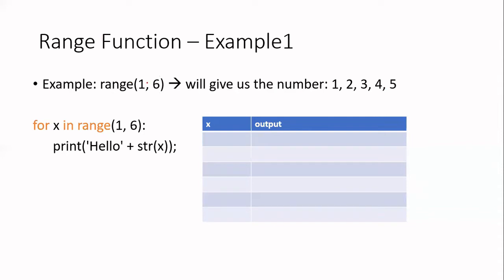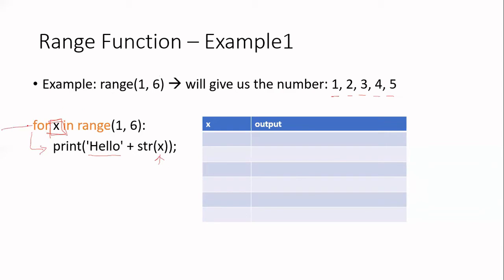So there are 2 versions or 2 ways in which we can use the range function. Let's now apply this in a for loop. So we're going to say for x, which is our loop counter, in range 1, 6. So it's going to start at 1 and it's going to stop at 5. Each time the loop executes, it's going to print hello. That's our string, hello. And then it's going to print the value that x takes on in the loop counter. So let's see how this works.